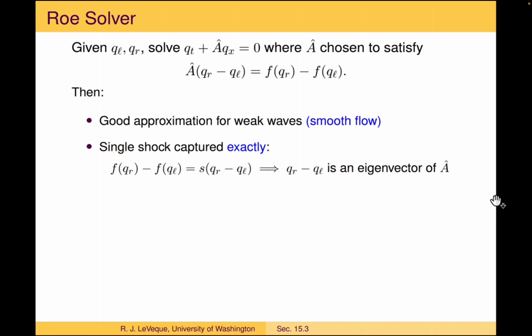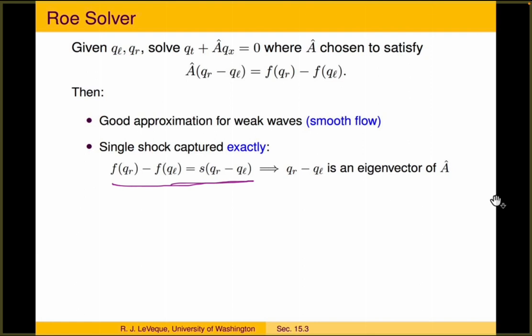So what do I mean by that? Suppose that Q left and Q right are two states that actually satisfy the Rankine-Hugoniot condition. So the jump in F is actually some scalar multiple of the jump in Q. Well, if that's true, then we also know that the jump in F is A hat times the jump in Q. So that means that A hat times the jump in Q is equal to S times the jump in Q, and therefore the jump in Q must be an eigenvector of A hat, and S must be the corresponding eigenvalue.